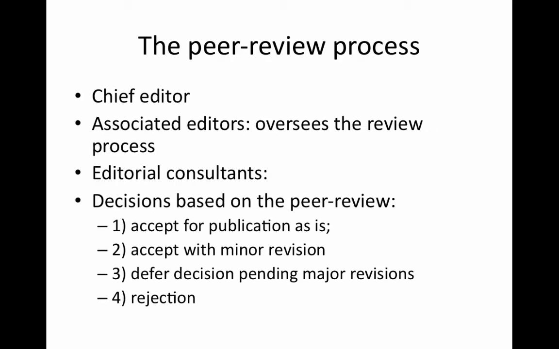The peer review process for publishing an article starts with submitting an article to a journal. And there are all levels of journals. So there are very strong journals that are hard to get published in, and then there are weaker journals. The article is sent in, and the associate editors oversee the review process. The manuscript is then forwarded to 2 editorial consultants who, after careful consideration, make one of 4 recommendations.